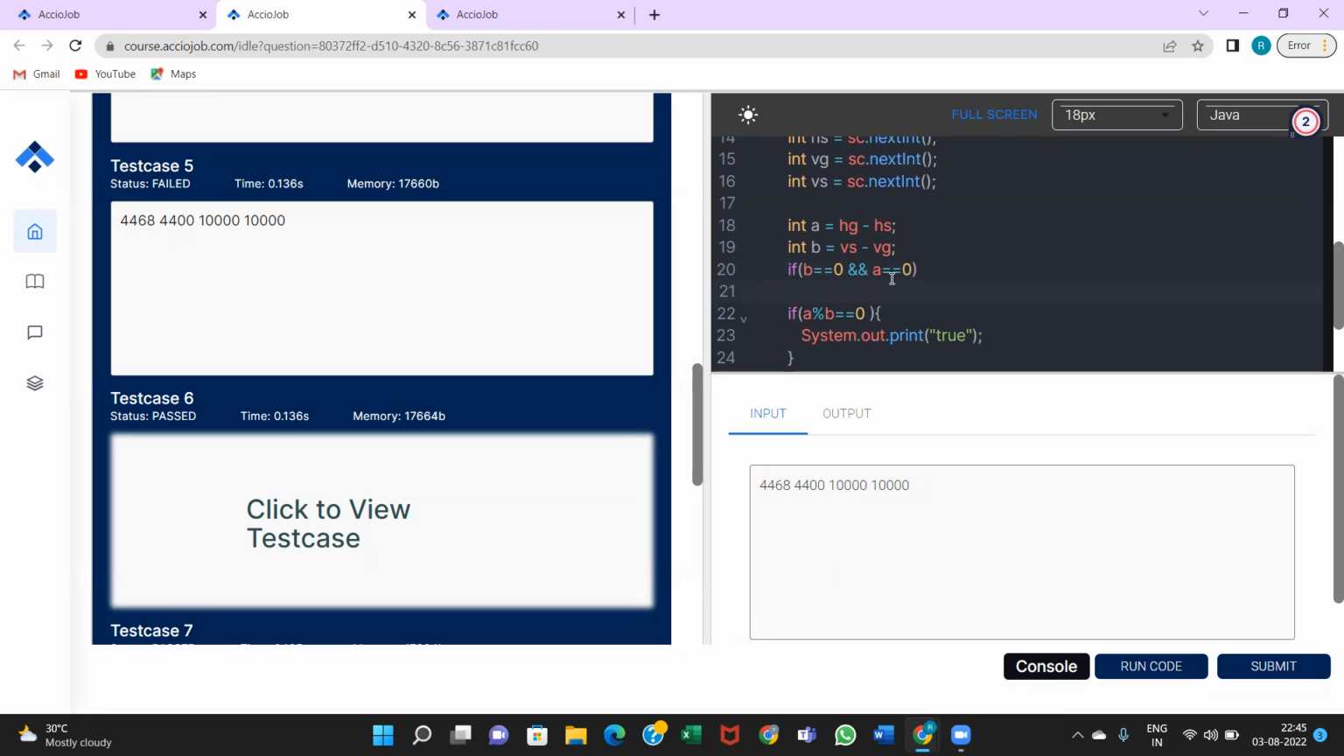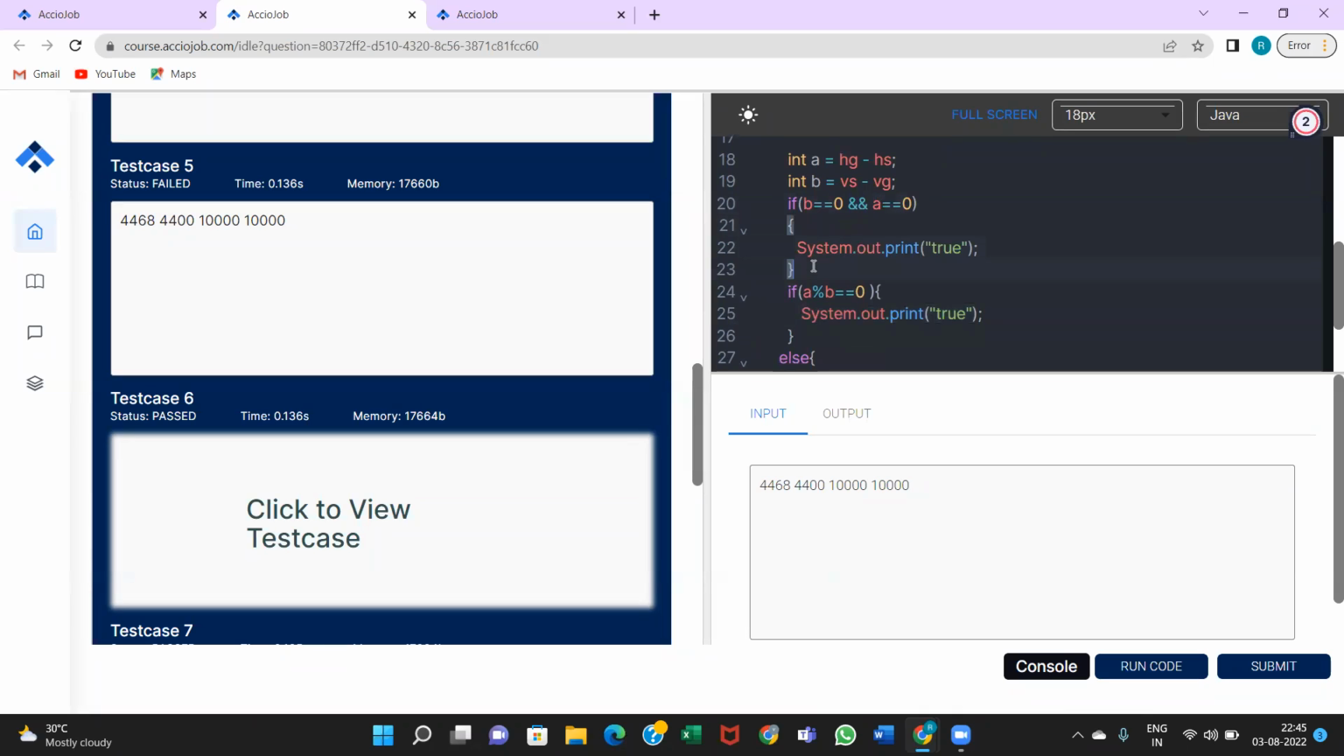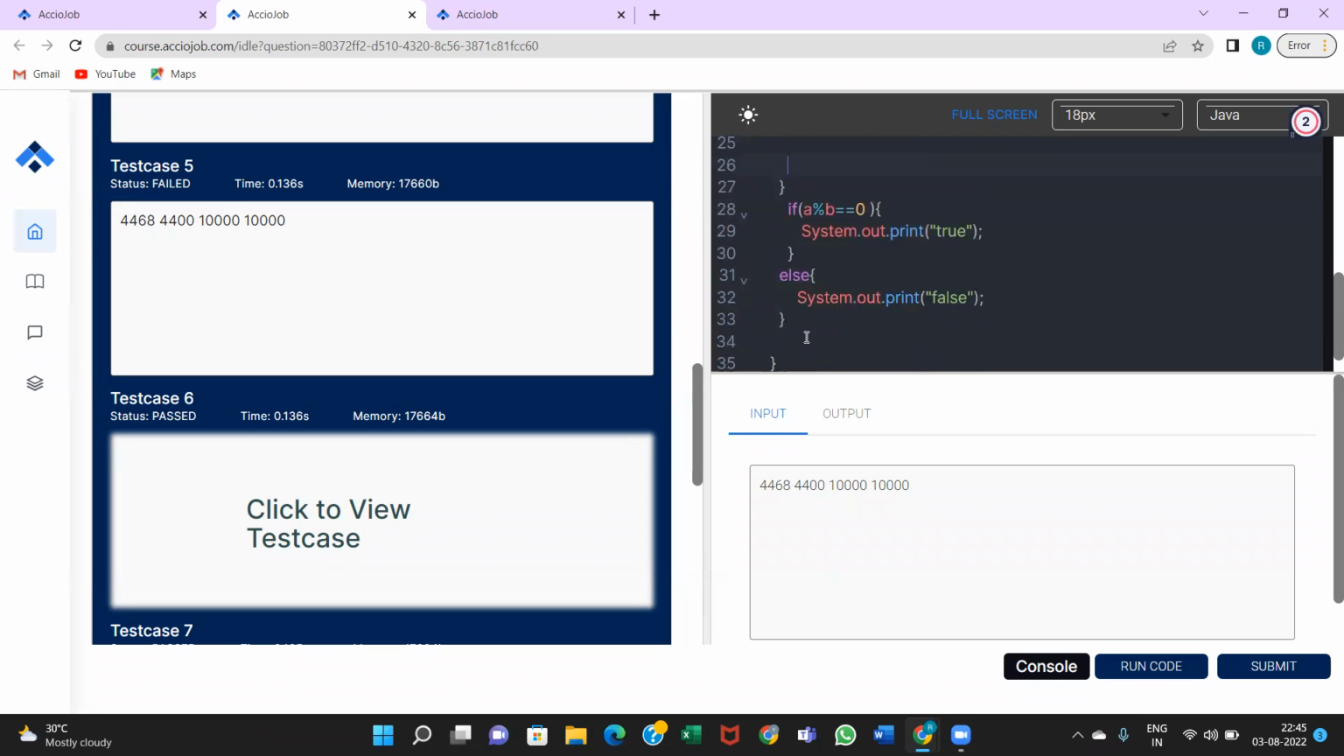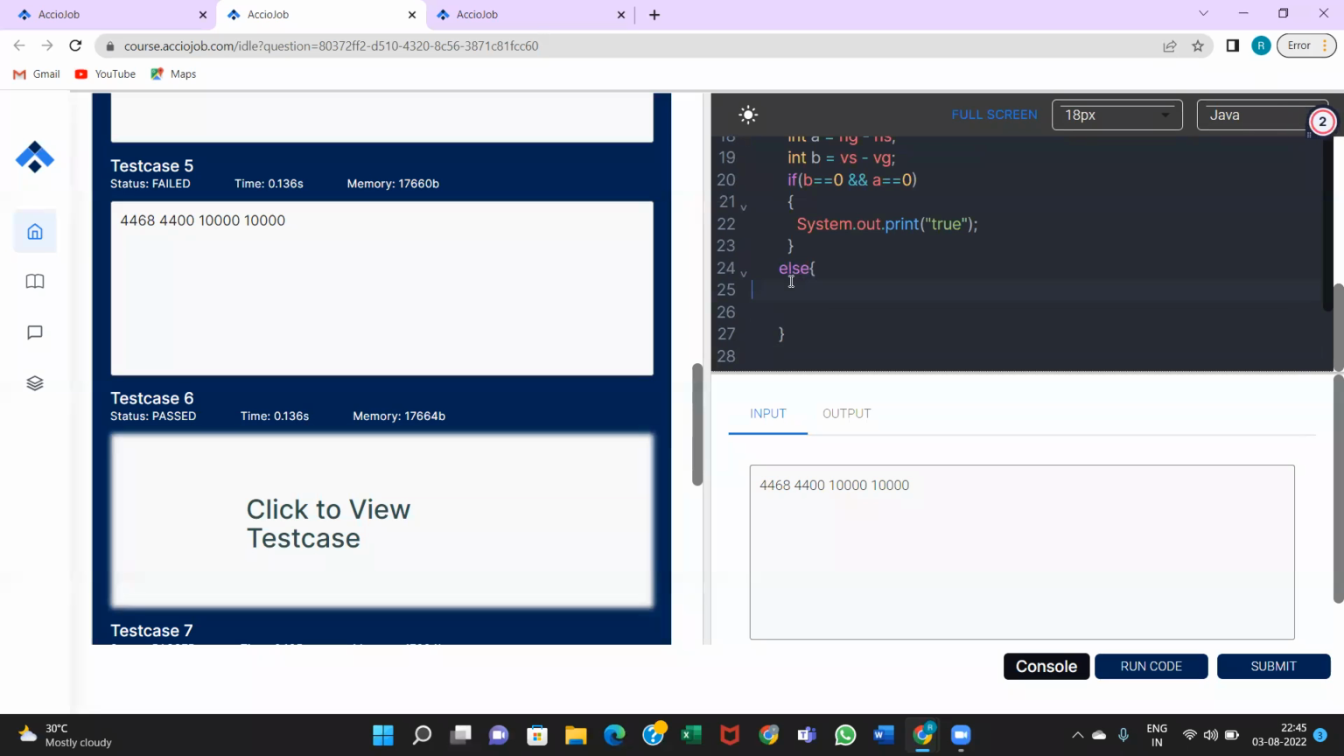So what you'll do is, if that is the case, you'll print true, and make an else block, and in this we'll have these two conditions.